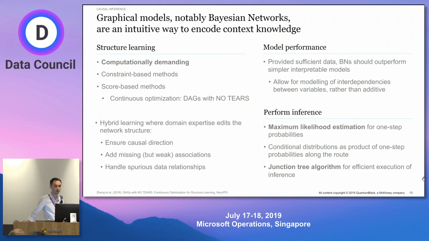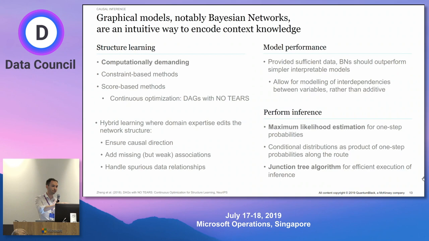Maybe there was a weak link, but the algorithm didn't think it was important. Maybe there wasn't enough data, but I can add it in. And also, we can change the direction. So if the structural learning algorithm picks up the wrong direction, where something causes something the other way around, then we can fix that as well, as long as we don't introduce a cycle.